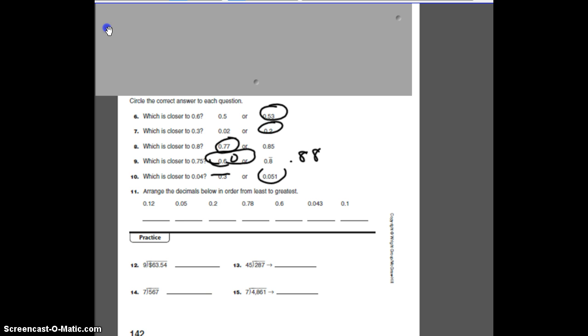Our least, our smallest, is right here, 0.043, and then our next smallest after that, we're looking for pennies here, so this is like 5 pennies, 0.05. Our next largest, we've got 1 dime, 6 dimes, 78 cents, 2 dimes, or 1 dime. This one is probably our next one, 1/10, and then we've got this one right here, 12 hundredths, very close.